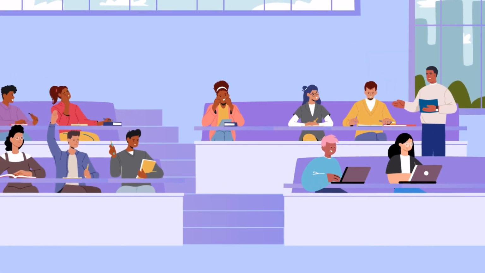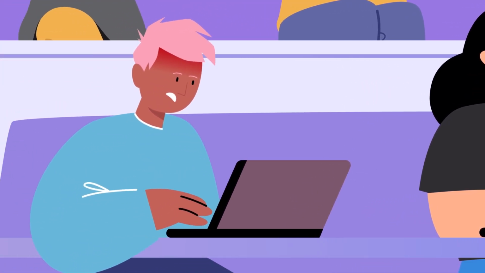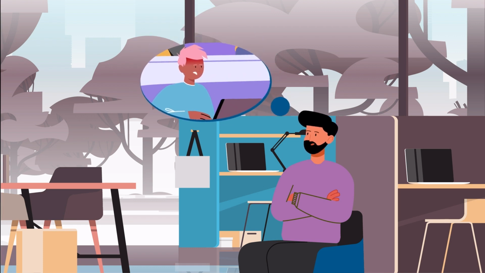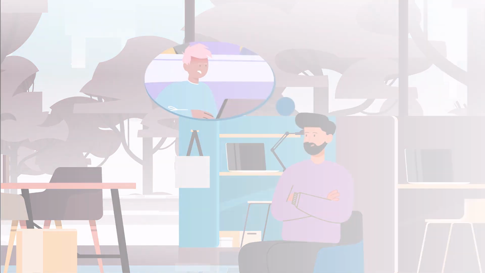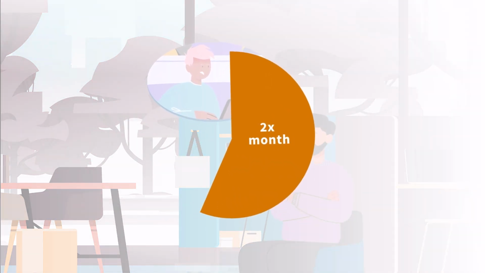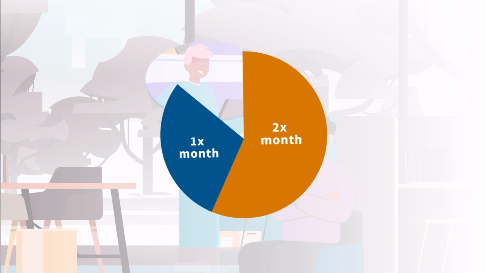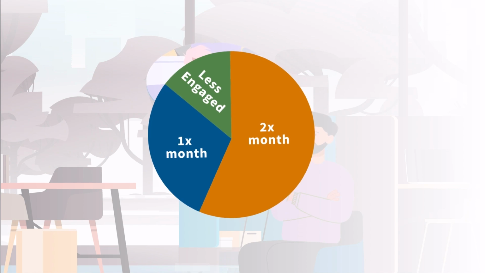Consider a triage advising approach, where students are assessed based on the urgency and nature of their support needs. After the first semester or year of coaching, a coach can use a rubric to determine which students need more support and which ones need less. For example, a coach's caseload might be 60% students who meet with their coach twice a month, 30% students who meet once a month, and 10% less engaged students who are not responding to coach's outreach.